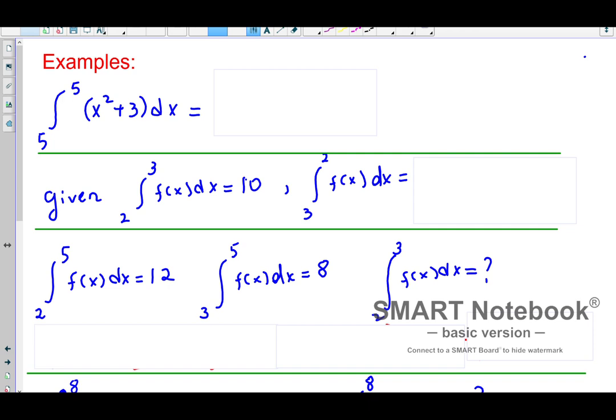All right, so let's take a look at this one. The integral from 5 to 5 of x squared plus 3. That one should be easy, right? You're standing still in a sense. There's nothing to add. It's just going to be 0.